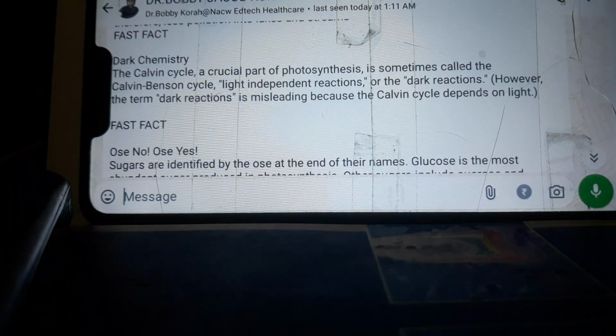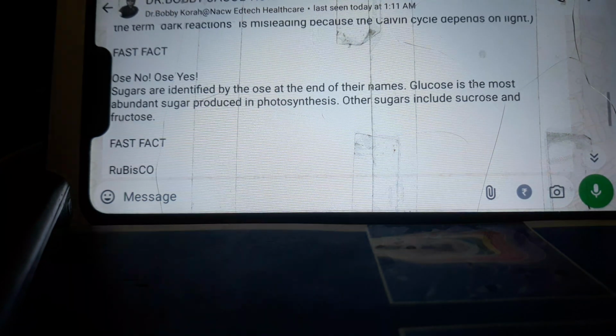A fast fact: the Calvin cycle, a crucial part of photosynthesis, is sometimes called the Calvin-Benson cycle, light-independent reactions, or the dark reactions. However, the term dark reactions is misleading because the Calvin cycle depends on light. Now, "-ose" refers to sugars, identified by the -OSE at the end of the names. Glucose is the most abundant sugar produced in photosynthesis. Other sugars include sucrose and fructose.